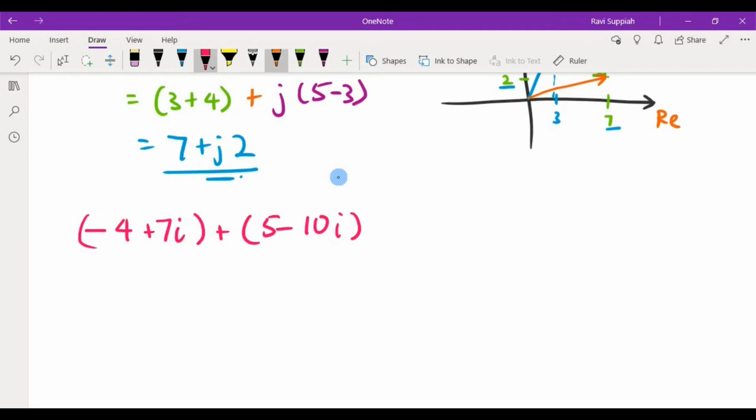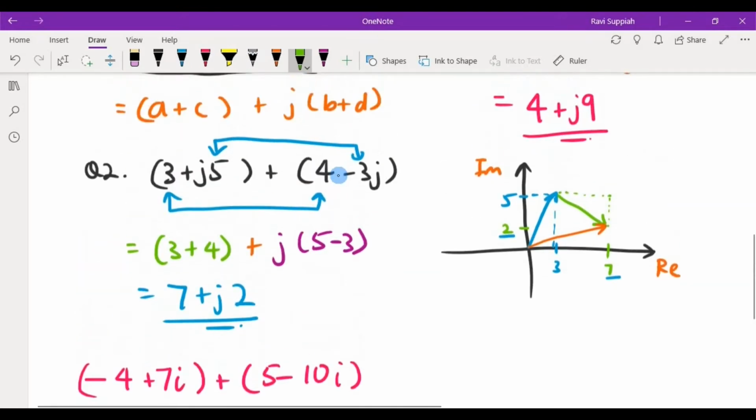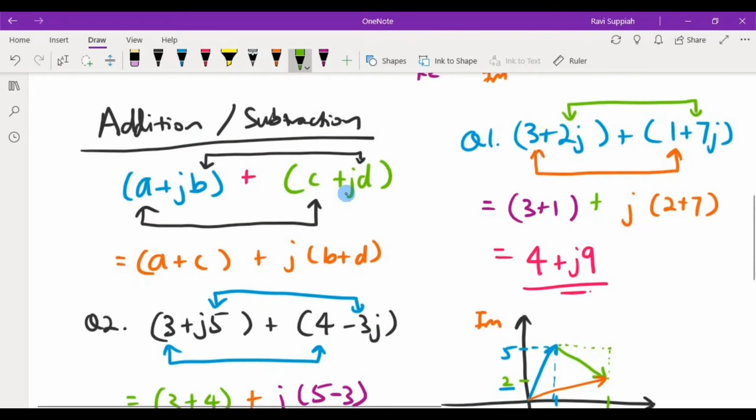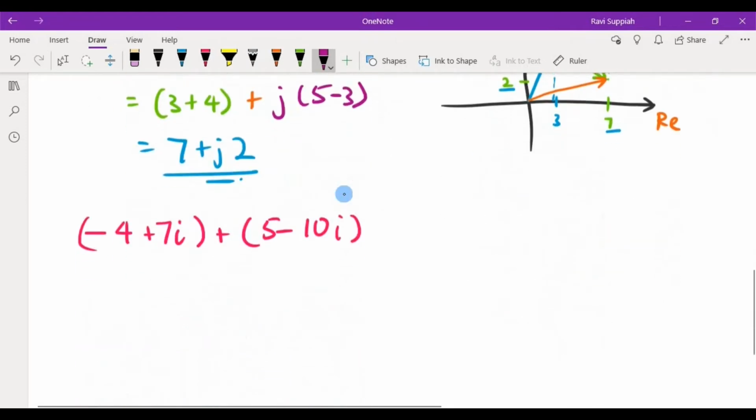Okay, so let's look at how we can do this. So the first step is we want to open up all the brackets right now. In the first two examples here, I straight away looked at real numbers and complex numbers. That approach is easy and straightforward as long as the sign in front of the complex numbers is positive. The moment you have a negative sign, things will change.